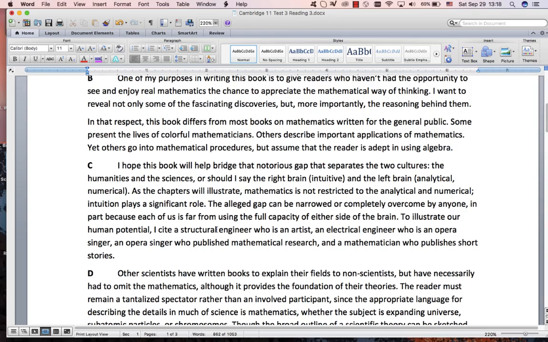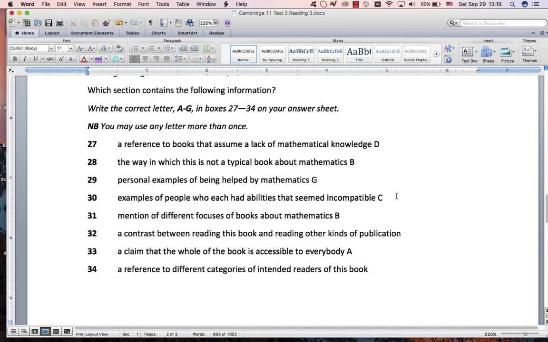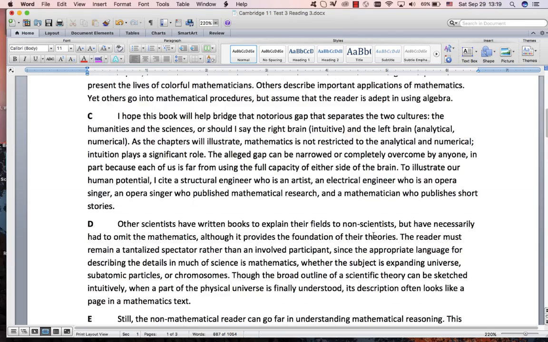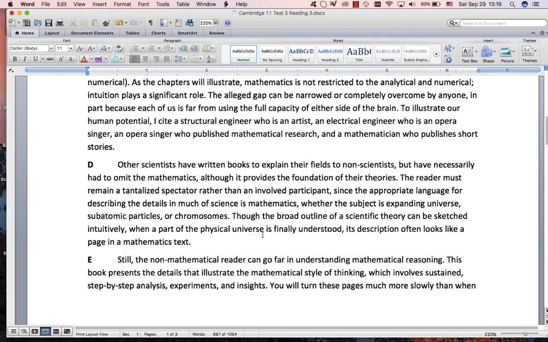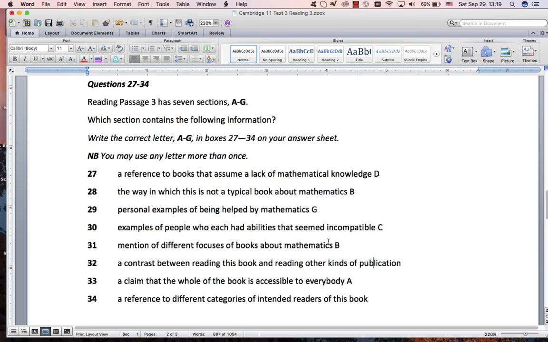We got a little bit lucky. It was the first one we looked at. But there's all of the people that he's talking about. So yeah, let's see. We're going quickly now to the end of the test. You're going to be guessing. Contrast this book and other kinds of publication. Kinds of publication means not books. It probably means newspapers or magazines or things. Where were we? D. We've used D. We need an E and an F.